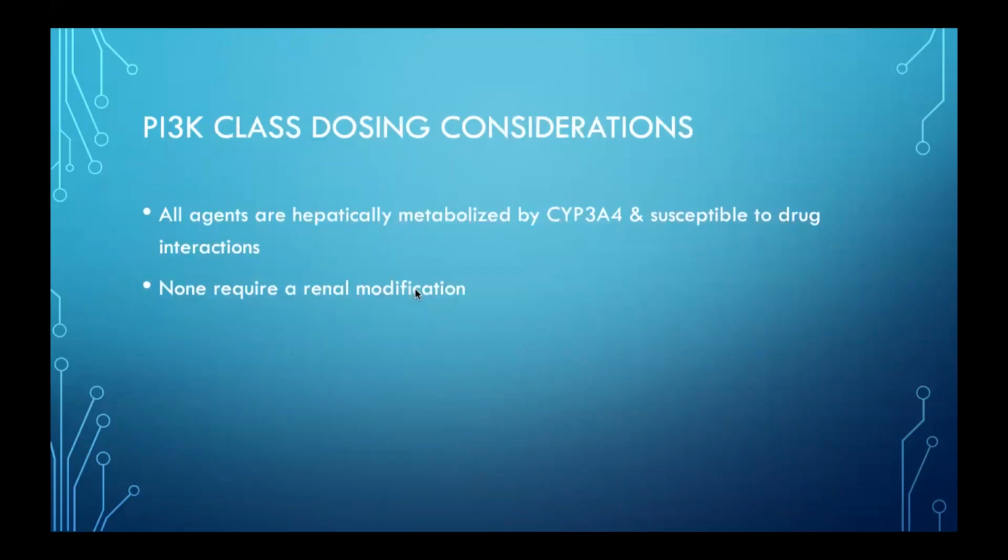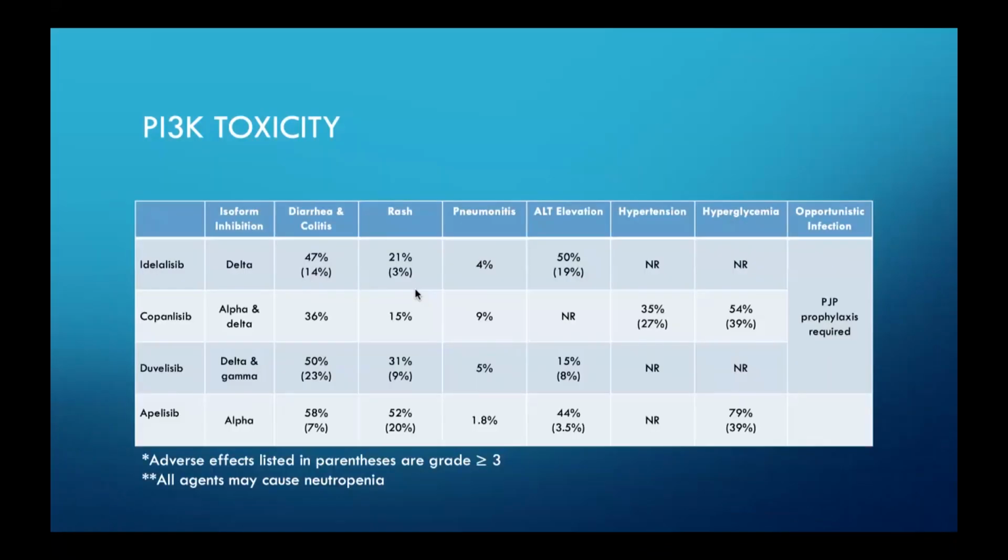So all these agents, to keep it simple at least, are hepatically metabolized via 3A4 and none require a renal modification. Looking at our toxicity profile, even though these agents aren't used that often, I think it's important to talk about them because they do have a unique and pretty potent toxicity profile.